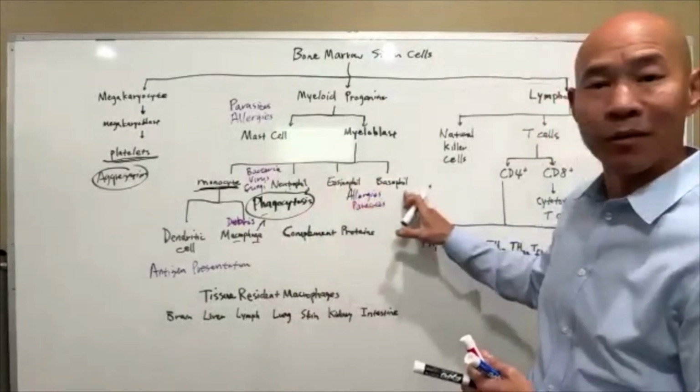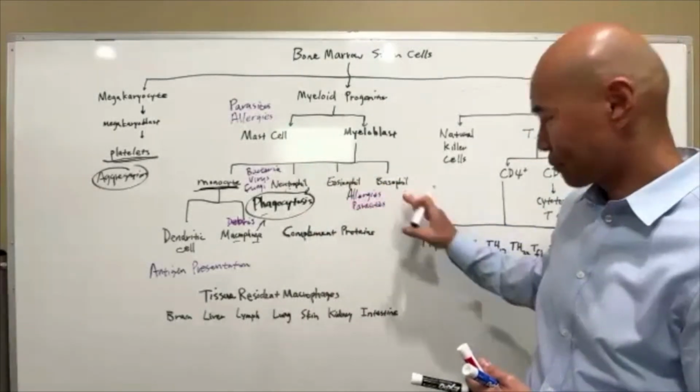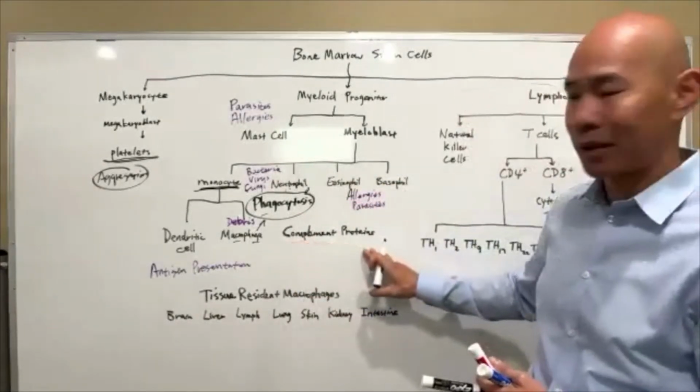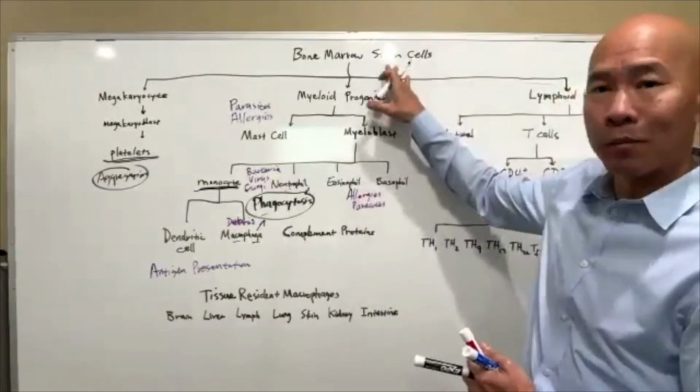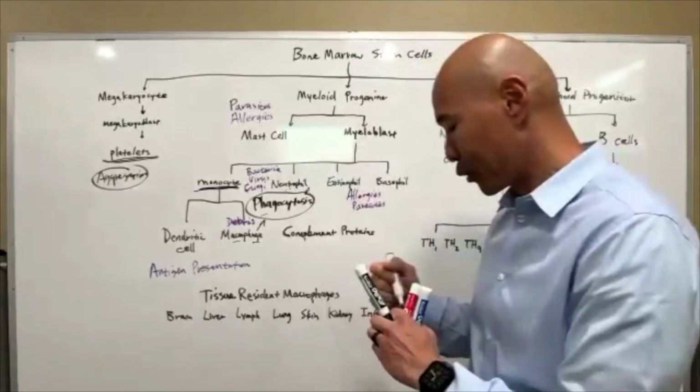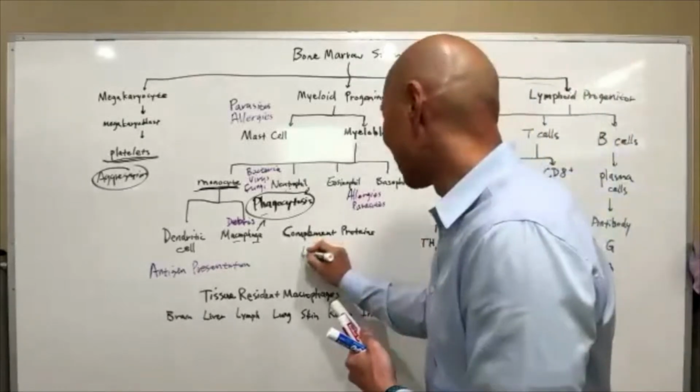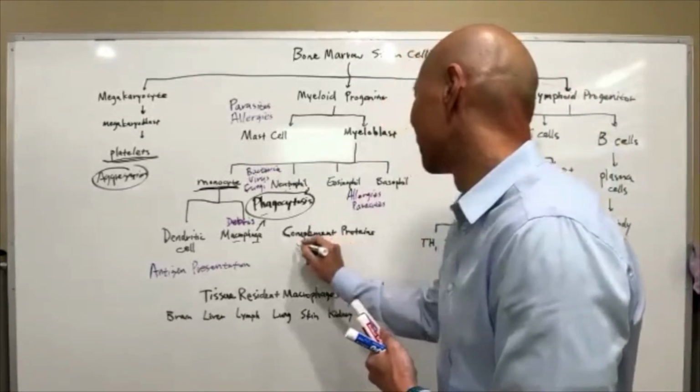So that's the purpose of these particular types of white blood cells. Then we have these complement proteins. Now, the complement proteins are not actually coming from the bone marrow necessarily. They're primarily produced by the liver. Most of the complement proteins are produced by the liver.